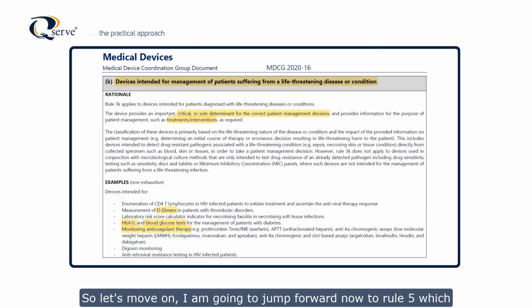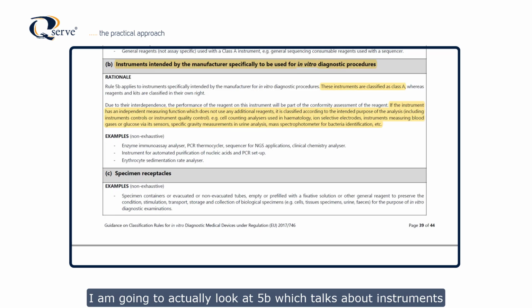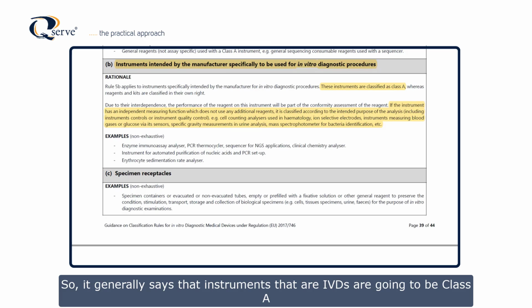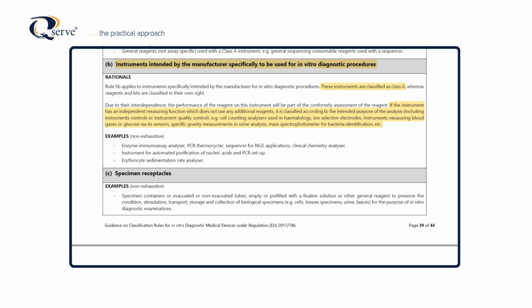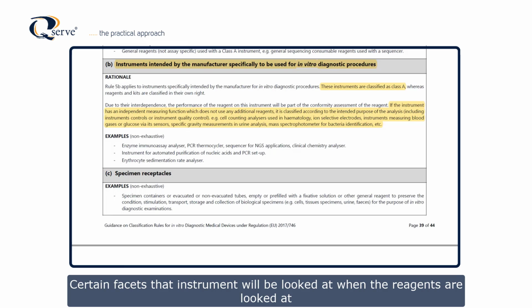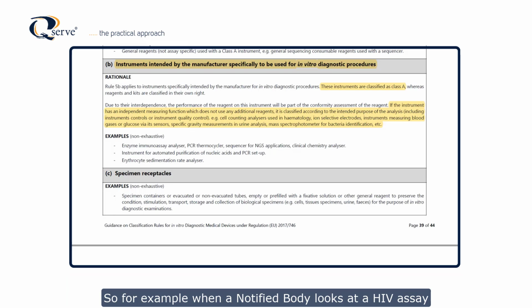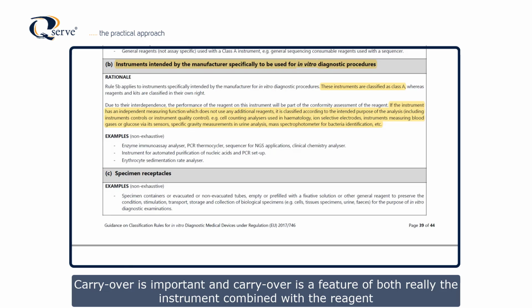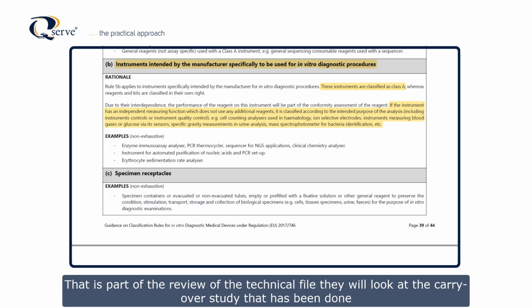I'm going to jump forward now to Rule 5, which I'm going to actually look at 5B, which talks about instruments. So it generally says that instruments that are IVDs are going to be Class A. However, it talks about the fact that certain facets of that instrument will be looked at when the reagents are looked at. So, for example, when a notified body looks at an HIV assay, carryover is important, and carryover is a feature of both really the instrument combined with the reagents. But as part of the review of the technical file, they will look at the carryover study that has been done.